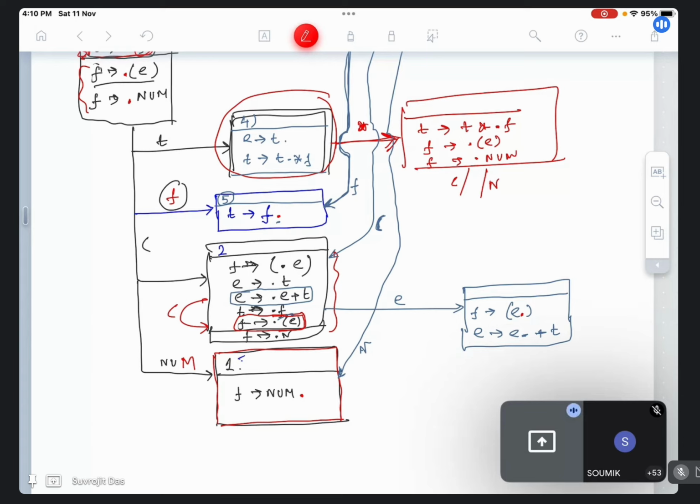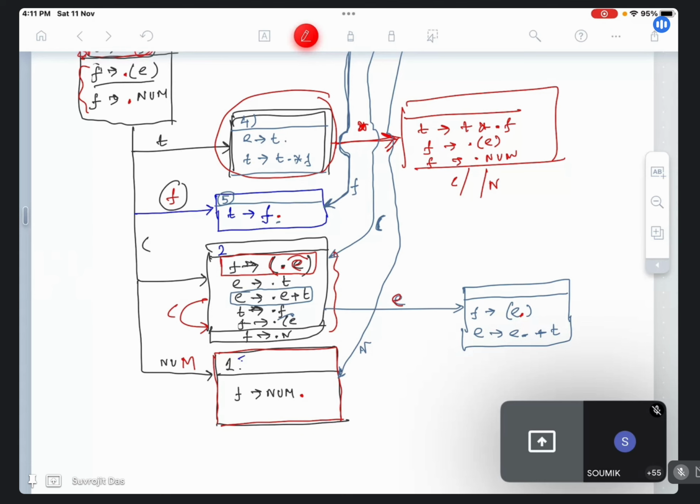Sorry, this was not the production. The production we are interested in is here, right? So F goes to bracket, then dot, then E. So when you push a E, the dot should go to the right of this E. And that is why this dot is here, right? Is it okay now? Yes, sir.